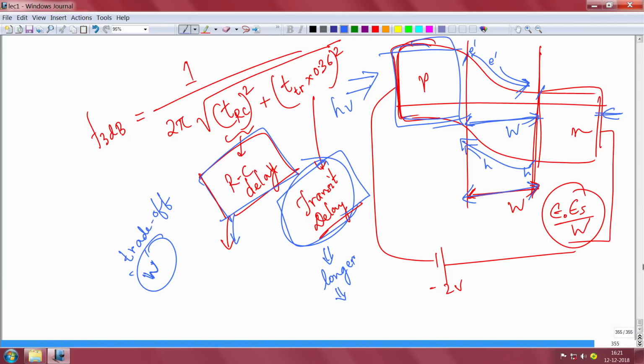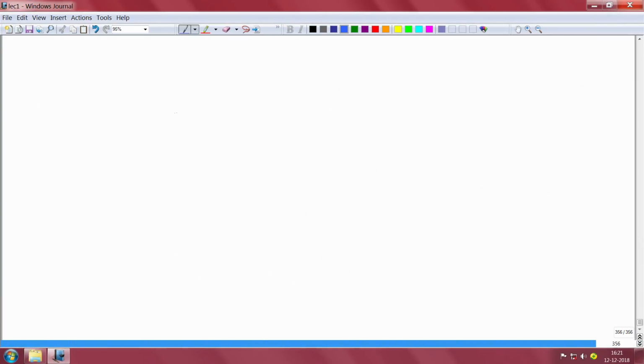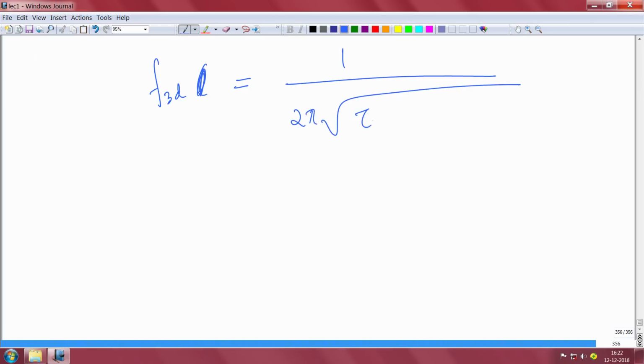Anyways, I was talking about 3 dB bandwidth here. So your 3 dB bandwidth, in gigahertz or megahertz or whatever, will be equal to 1 by 2 pi square root of your RC delay plus your transit time delay, into some 0.36. It comes from some frequency response and other things.